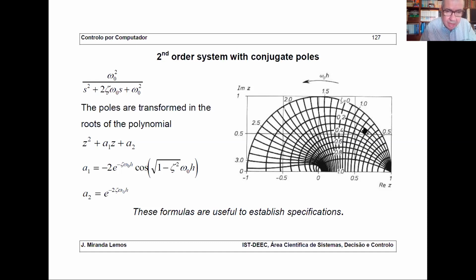Okay, so we have this intuition in continuous time and we have this mapping. Sometimes this formula is useful because you can specify poles in continuous time and then map the desired characteristic polynomial to discrete time using these formulas, because we have a good intuition in continuous time but not in discrete time. Any question?